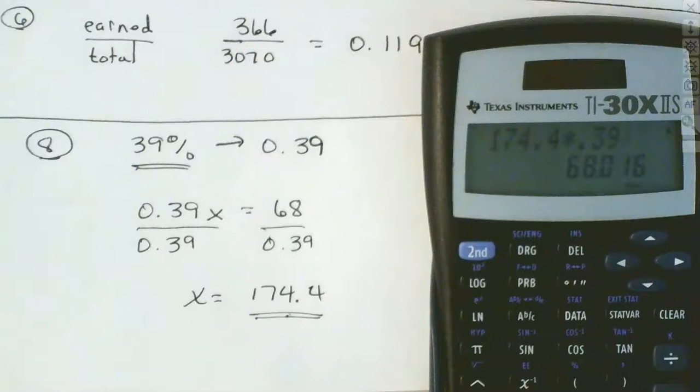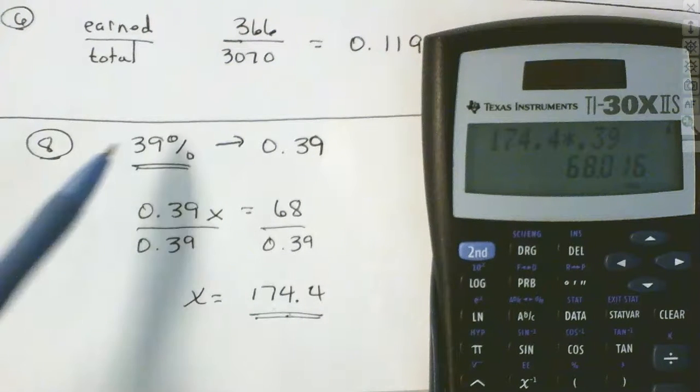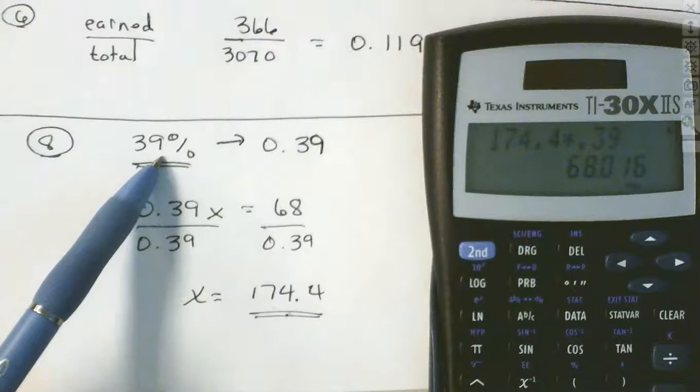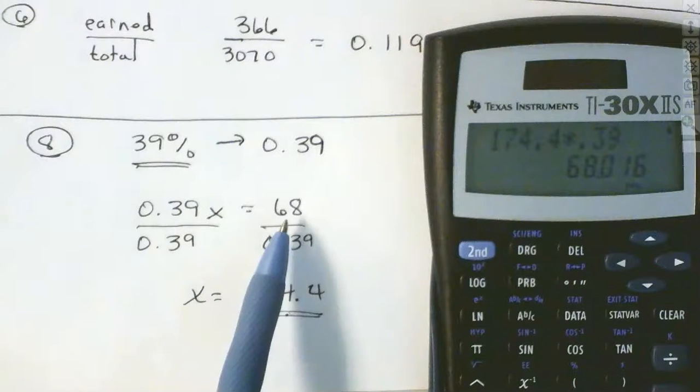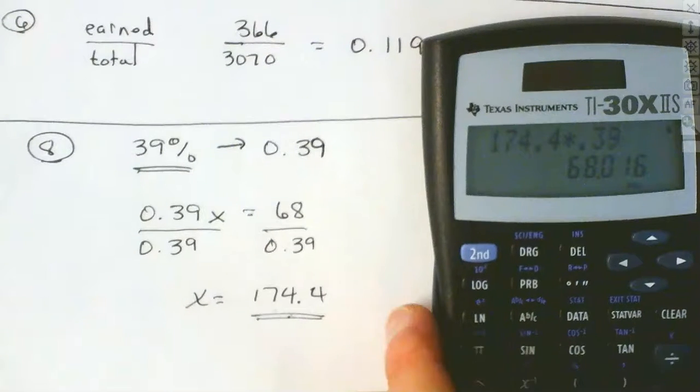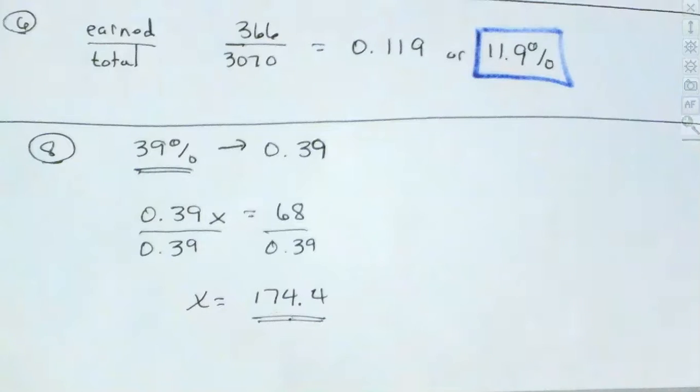Because it says 39% of what number is 68. So we found it, and we were able to check because we could take our number that we found, times it by our 39%, right? And we get out what we need, which was a 68. Okay, so that was question 8.